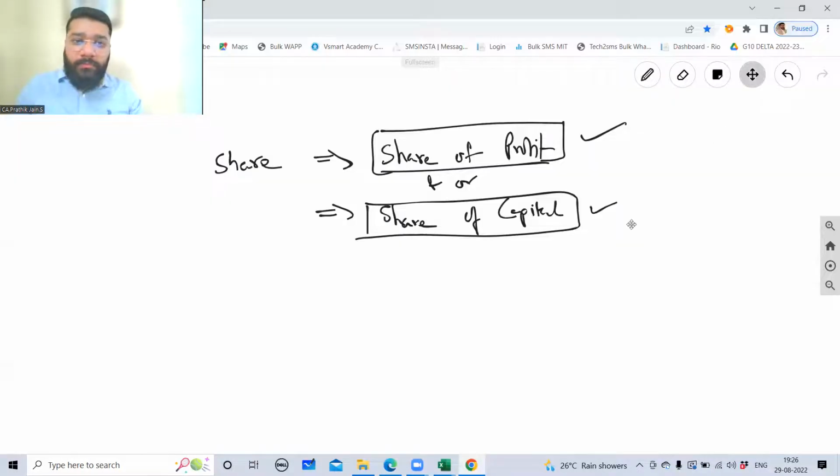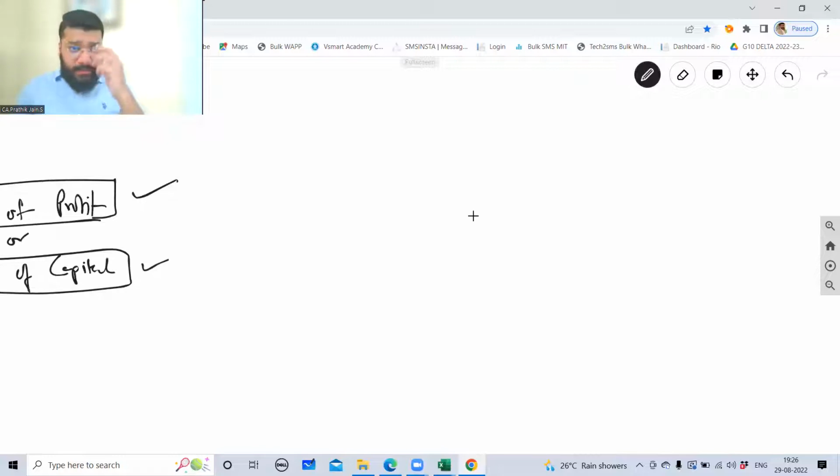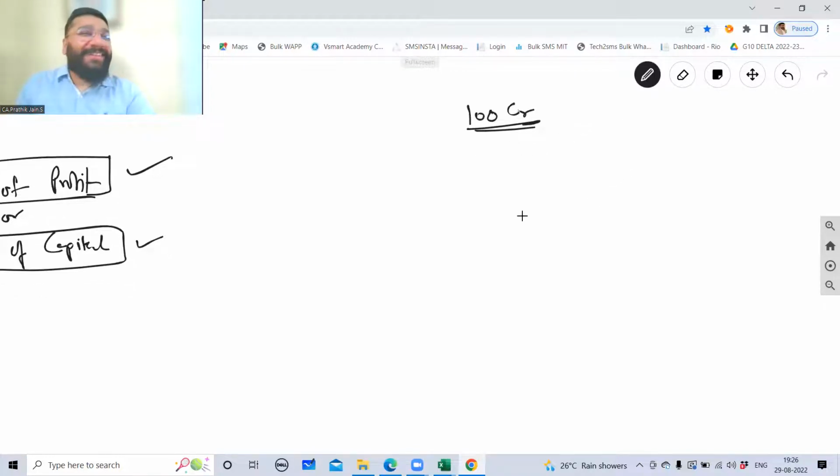Now, let's suppose we need 100 crore of rupees. We need 100 crore of rupees, let's suppose to construct an apartment. Let's suppose we are constructing a twin tower, which is an of-late trend, right? Hope this doesn't get demolished.